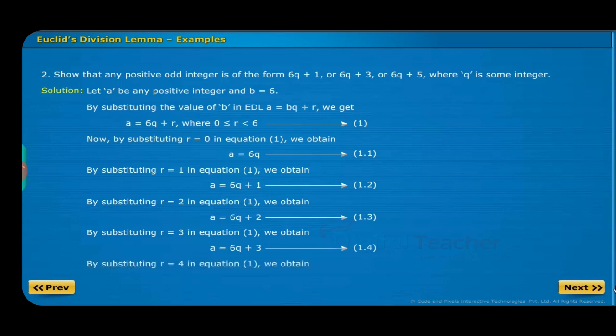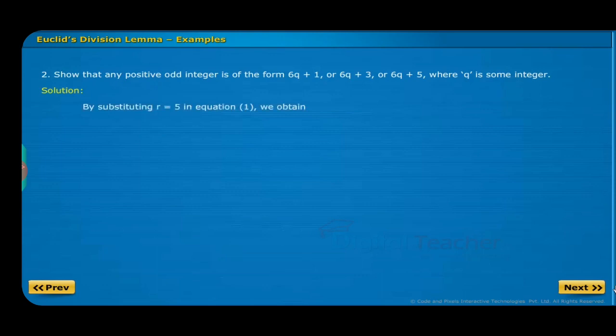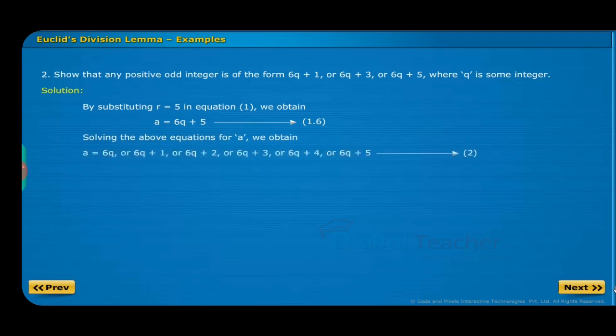By substituting r equal to 4 in equation 1, we obtain a equal to 6q plus 4. By substituting r equal to 5, we obtain a equal to 6q plus 5. Solving the above equations for a, we obtain a is equal to 6q or 6q plus 1 or 6q plus 2 or 6q plus 3 or 6q plus 4 or 6q plus 5.